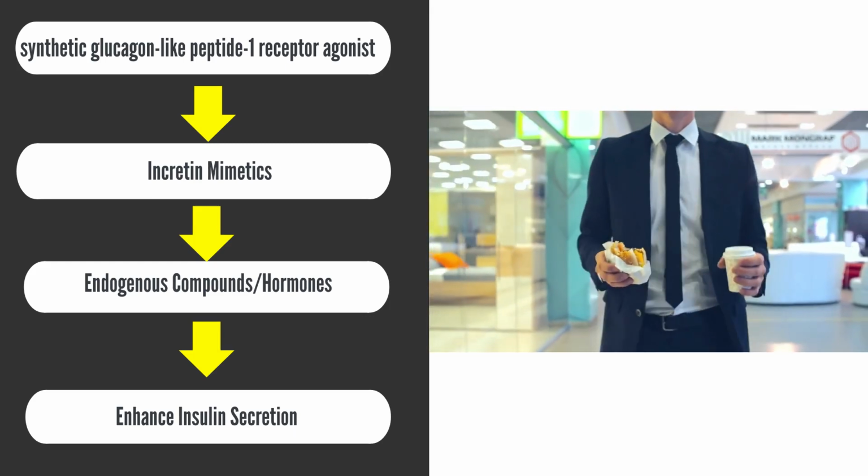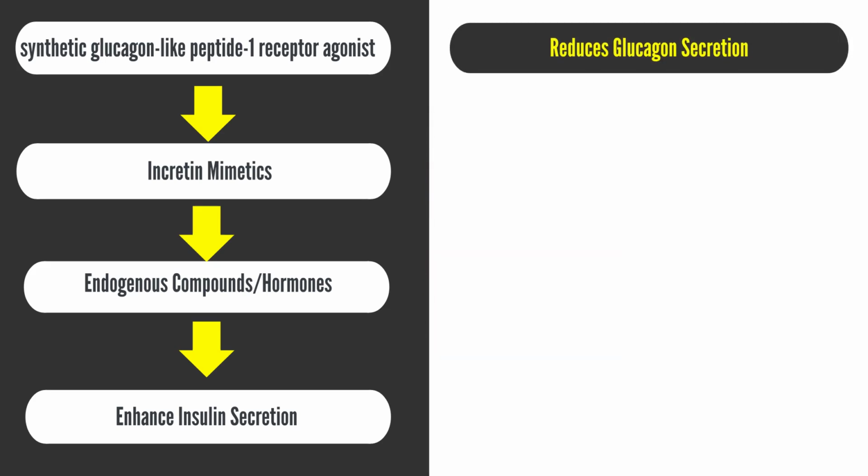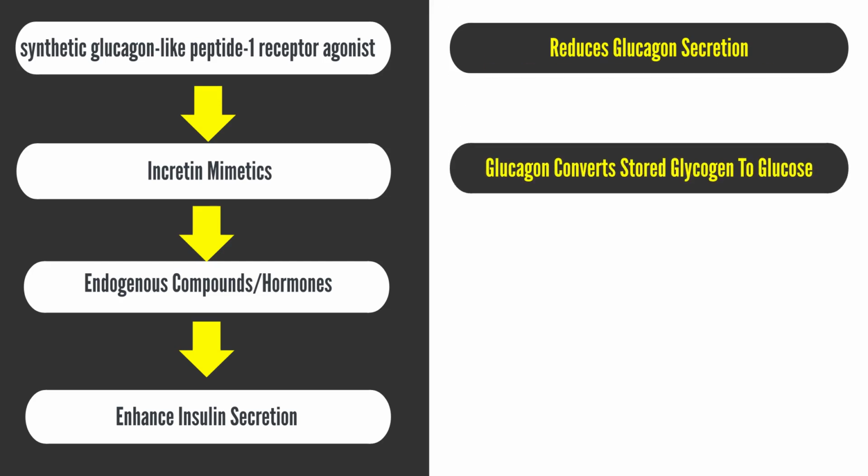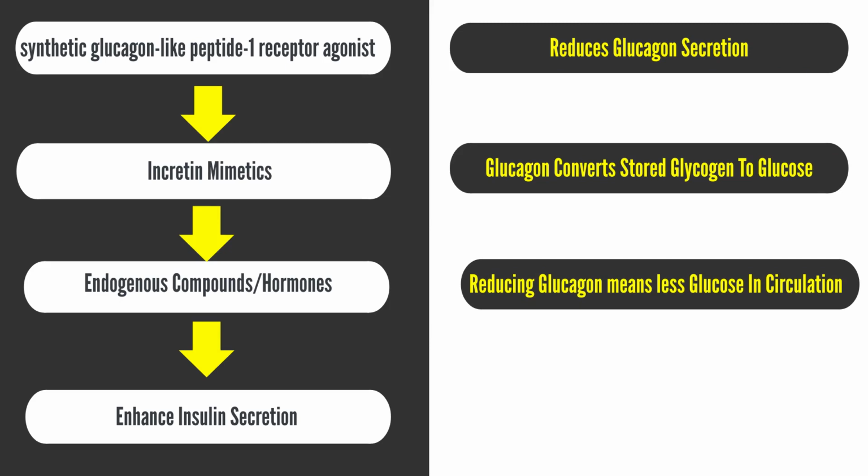Trulicity is also known to reduce the secretion of glucagon. Now, glucagon is the main hormone responsible for the conversion of stored glycogen, usually in the liver, into glucose, which can be released into the bloodstream. So you have a twofold activity where your body is producing more insulin for better sugar or glucose control, and also you're reducing your body's ability to put more glucose into the system by limiting the action of glucagon.